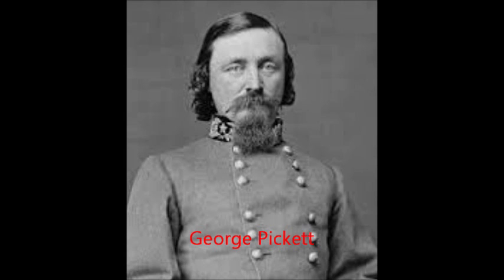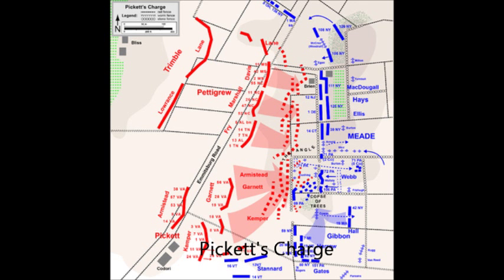George Pickett was a U.S. military officer, and later he became a major general on the Confederate side in the Civil War. Pickett's Charge was a charge against the Union at 3 p.m. The Union started to attack the Confederates, and they reduced the troops to two-thirds.